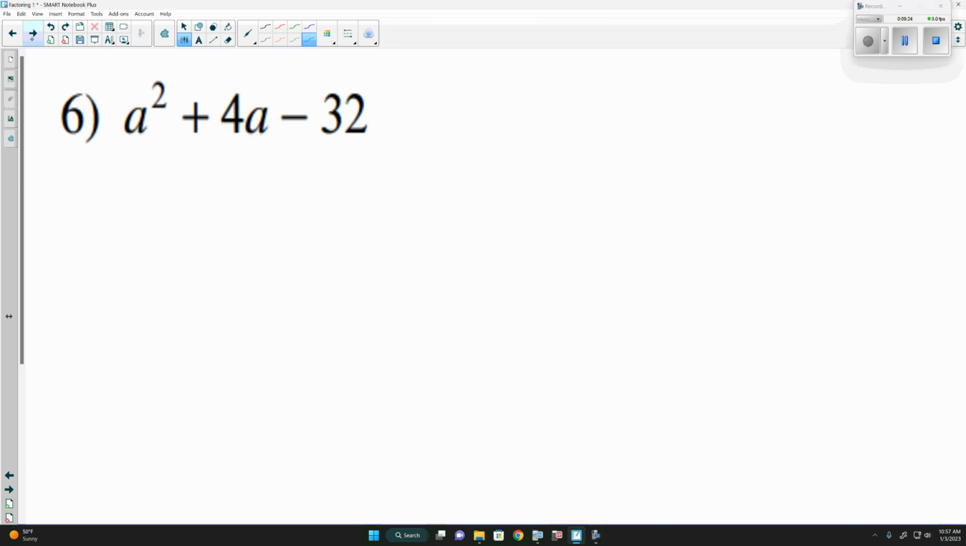So here, all right, guys, we have a squared plus 4a minus 32. Is there a number or variable that will go into all 3 terms? No. So there is no greatest common factor. There's no common factor between all 3 terms. So we can move on to step number 2. Our 2 sets of parentheses with 3 spaces, which takes care of steps 1 and 2.